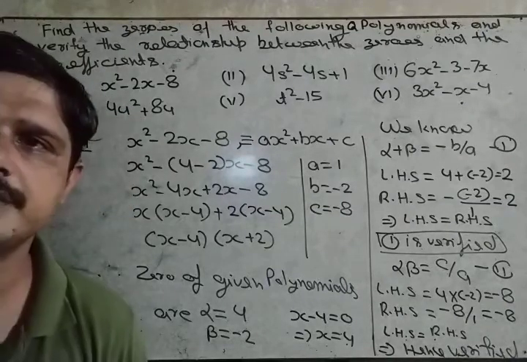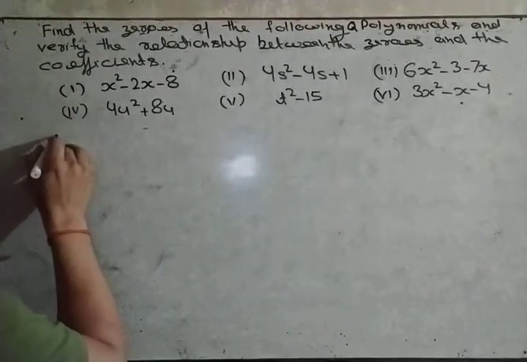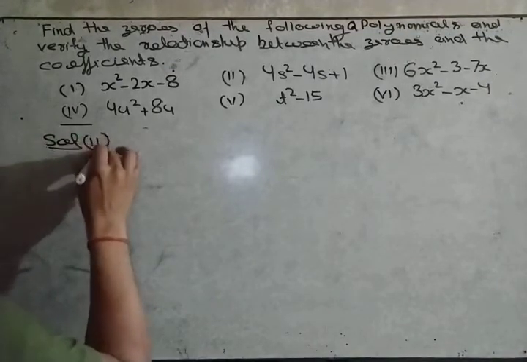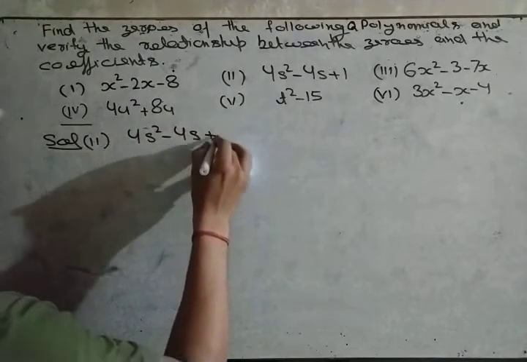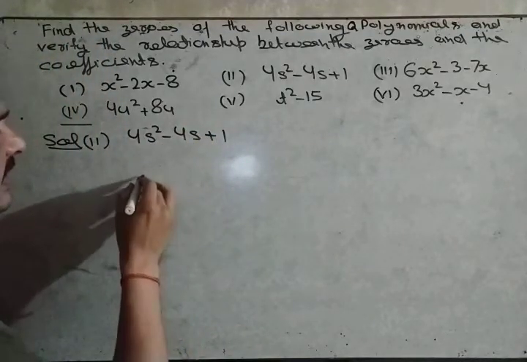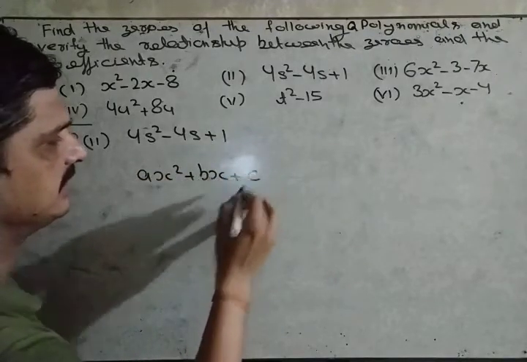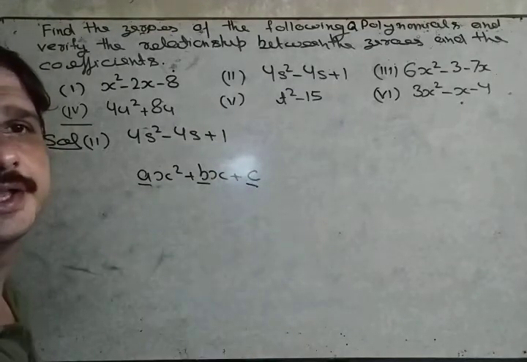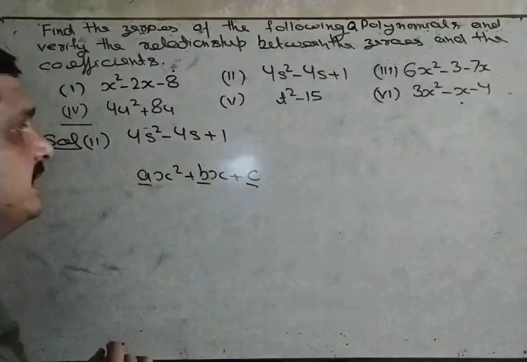Okay, we will proceed with second question. Second question. Now you know x is variable. Ax square plus bx plus c. A, B, C are constant. A, B, C are constant. Can be replaced by any constant.